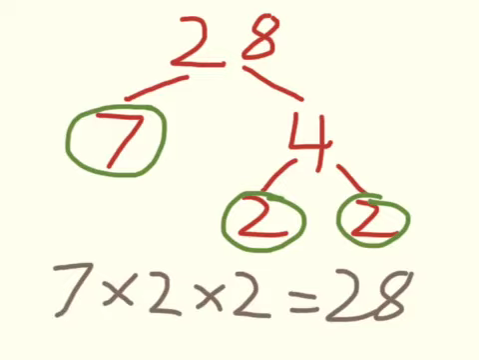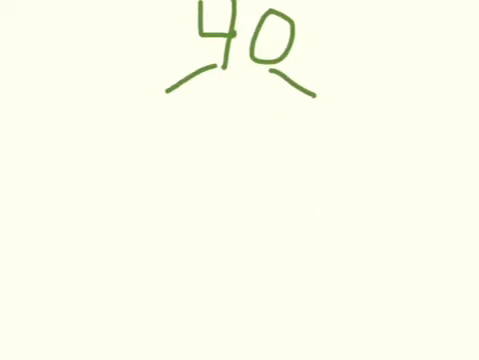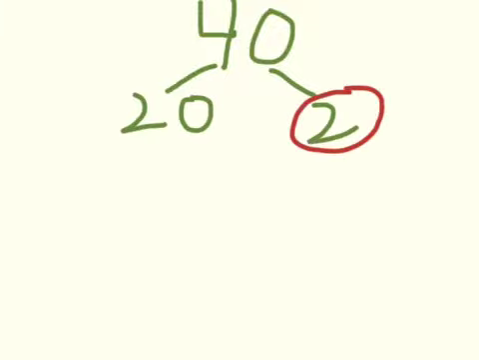Hopefully that makes sense. We'll look at another problem really quickly here. 40. How are we going to factor 40 into its prime factors? Well, if you're like me, you think of 40 as 20 times 2. Now 2 is a prime number. I'll circle that. 20, we can keep factoring it down. You might factor it as 5 times 4. You might factor it as 10 times 2. Either way, you'll end up getting the same answer.